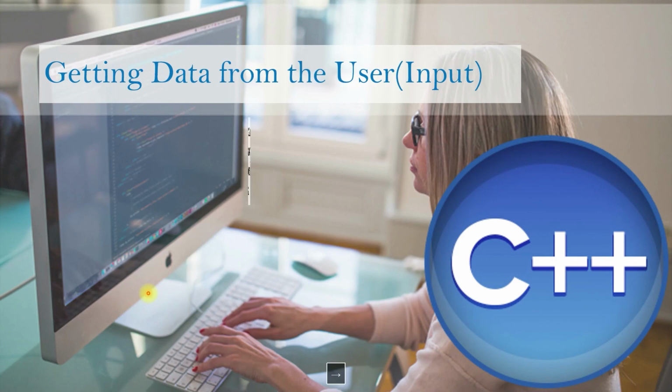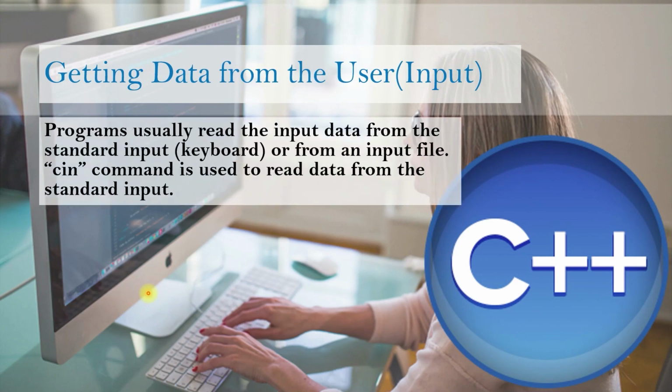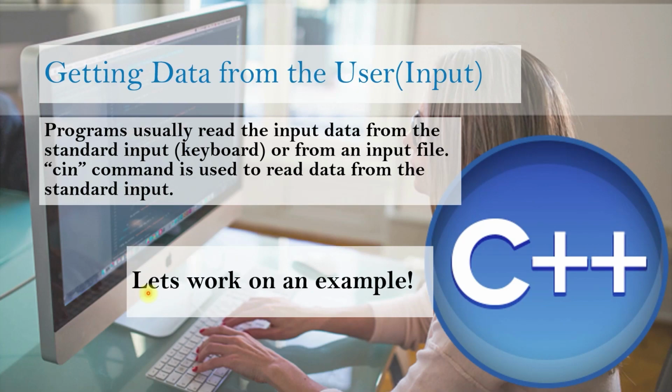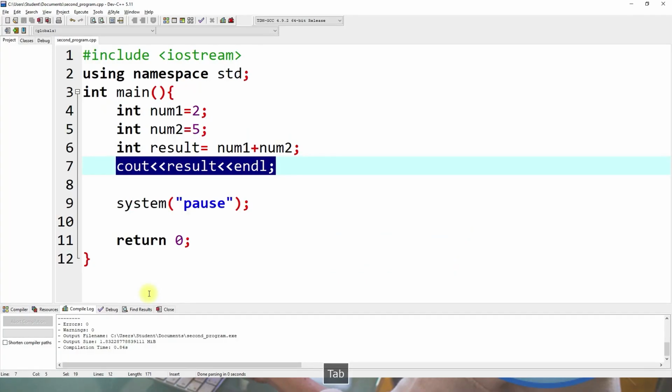Getting data from end user. Programs usually read the input data from standard input, which is keyboard, or from an input file. Cin command is used to read data from the standard input. Let's work on an example.